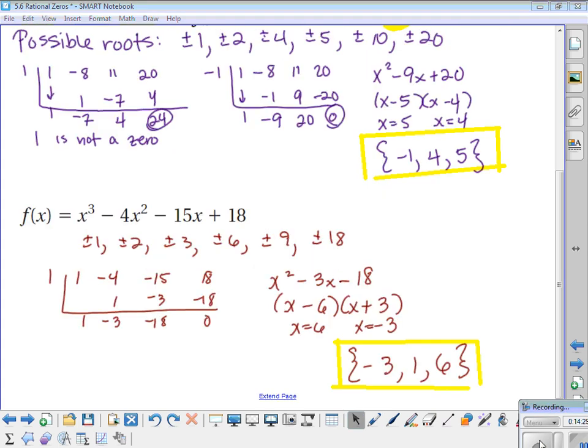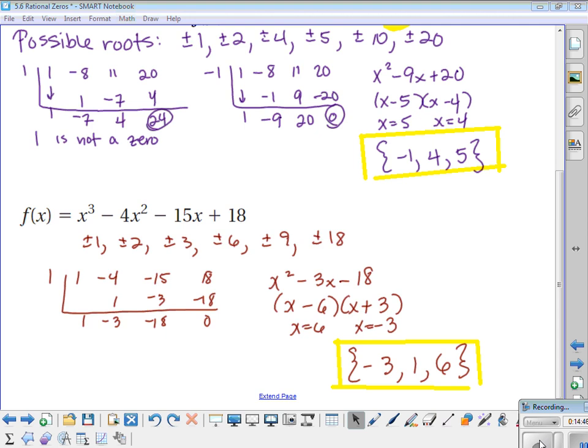Okay, so on this one, if you tried just positive 1 to begin with, it would have worked. And then you're left with x squared minus 3x minus 18. That factors to x minus 6 times x plus 3. And so your zeros end up being negative 3, 1, and 6.